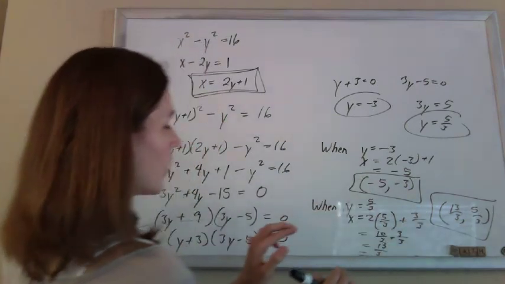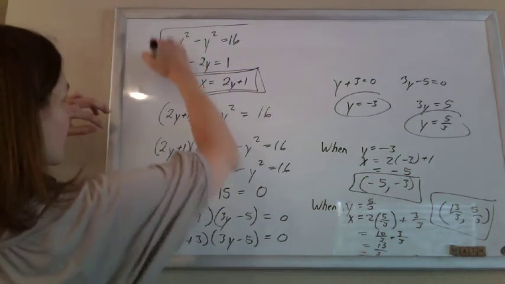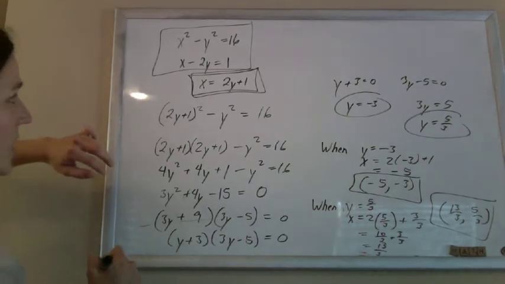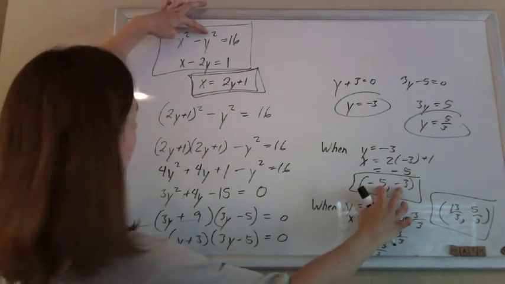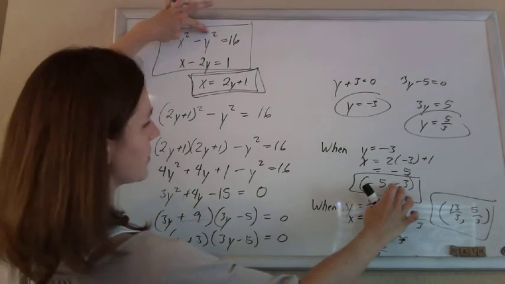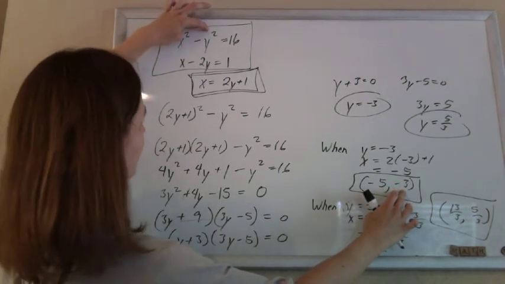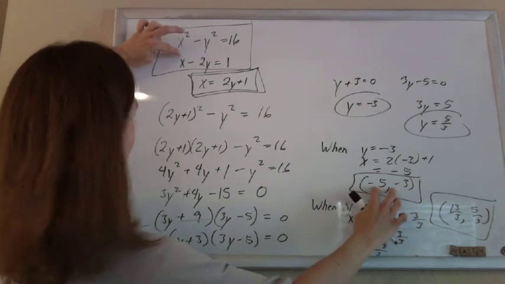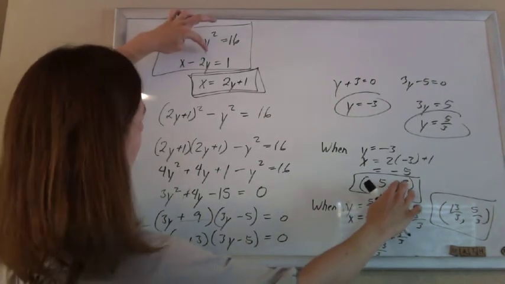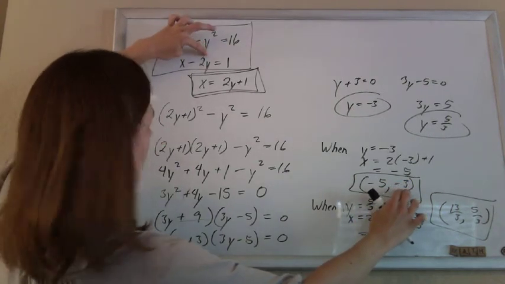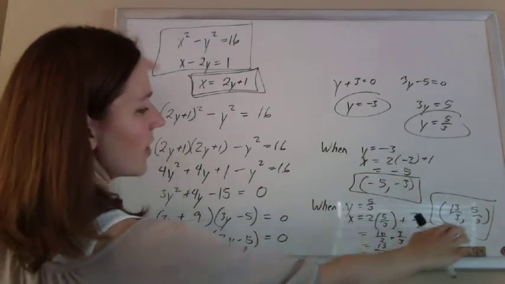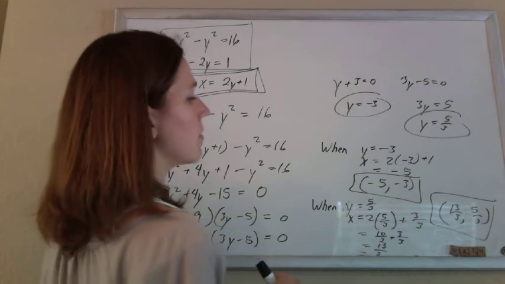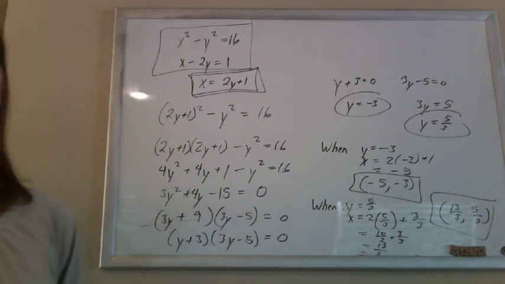So those two answers will satisfy both of those equations. You can check it, right? You can plug in negative 5 and negative 3: 5 squared minus 3 squared is 16. Scared myself for a second. And negative 5 minus negative 3, so that's negative 5 plus 6 is 1. Totally checks out. You can check it for that one too, but I don't feel like it, so it's good.